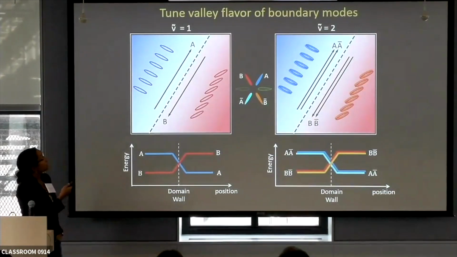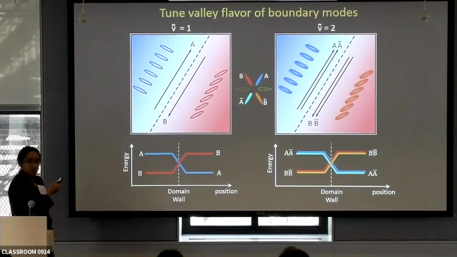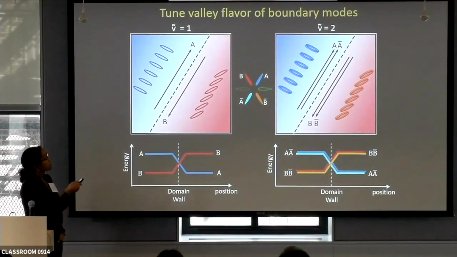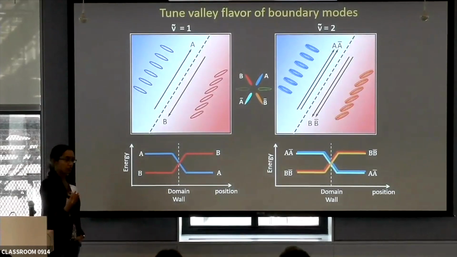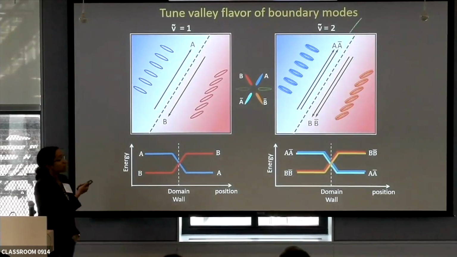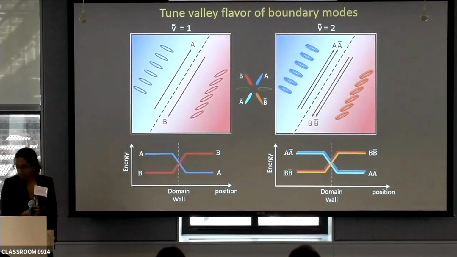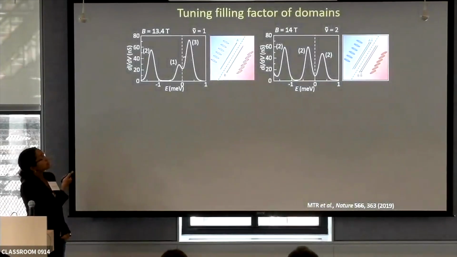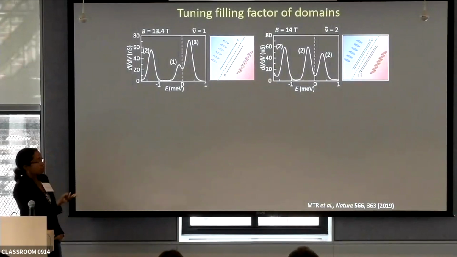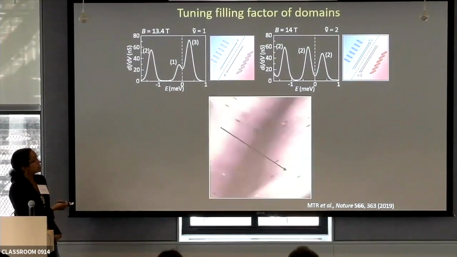So we can either have some effective filling factor nu tilde equals 1, where it's just one set of counterpropagating modes, one valley occupation that's switching as you go from one domain to the other, or two sets of counterpropagating modes where A and A bar are occupied on one side and B and B bar on the other side. And the way we do this again is just by tuning magnetic field, and we can really tune between a case where that fourfold degenerate peak is either split into a singly degenerate state and a threefold degenerate state or two doubly degenerate states here.